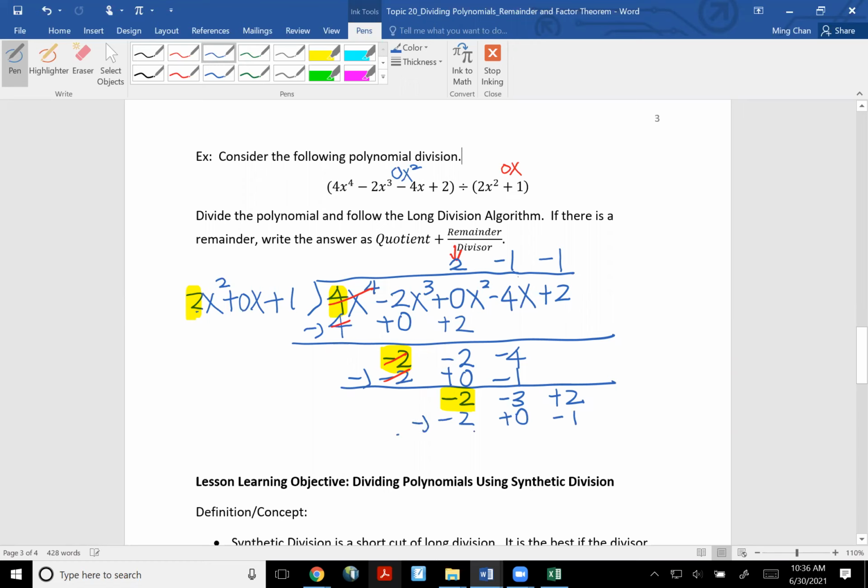Long division, we will subtract. Negative 2 subtract negative 2, the first term should always cancel. Negative 3 minus nothing is negative 3. 2 subtract negative 1 is positive 3. So this time my remainder is not a 0.